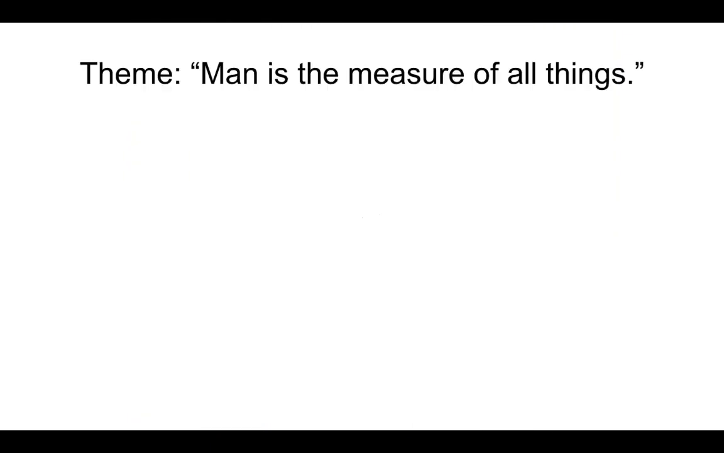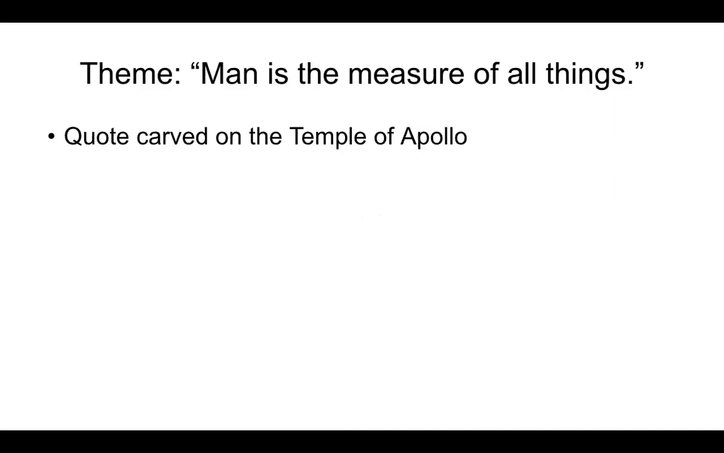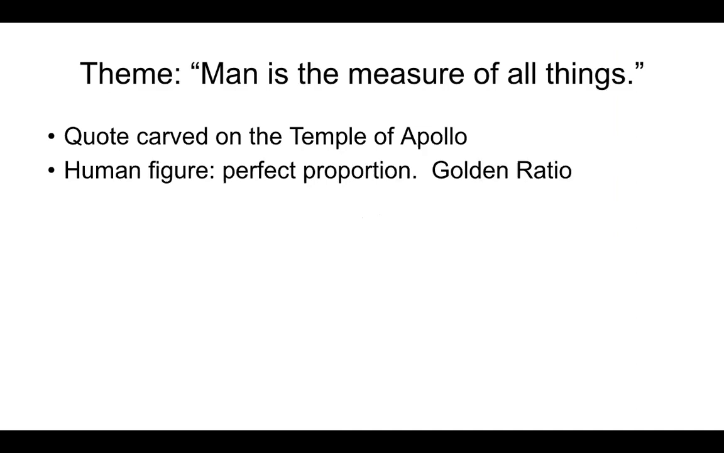So the theme for the Greeks is called "Man is the measure of all things." And this is a quote that comes from a temple of Apollo. And it is really based on the idea that the human figure should be shown in perfect proportion. So Polykleitos wrote a treatise, and he basically described to all future artists, painters and sculptors alike, how you should represent the human body. You should use very rational measures using the head as a measure of unit for the whole body.